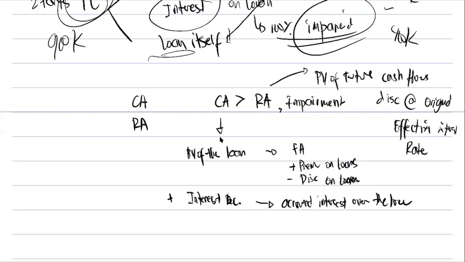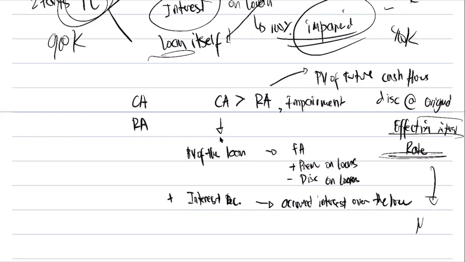So again, in our formula, we have the first two items, carrying amount and recoverable amount. If the carrying amount is greater than the recoverable amount, we have an impairment. What consists your carrying amount? Your carrying amount consists of the book value of the loan plus interest receivable, while the recoverable amount is equal to your present value of future cash flows discounted at the original effective interest rate. Take note, guys, this is the original effective interest rate.